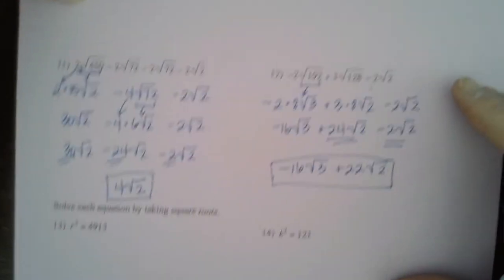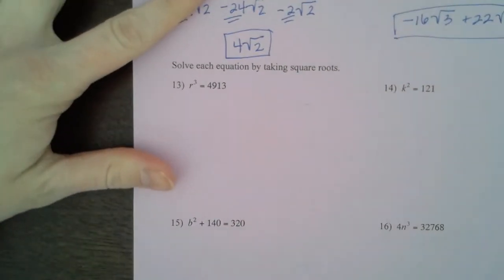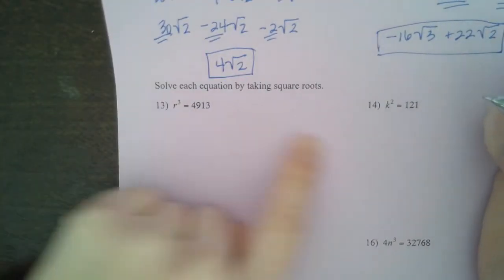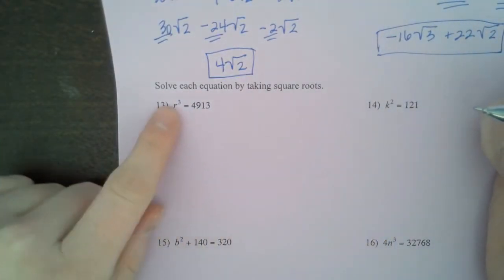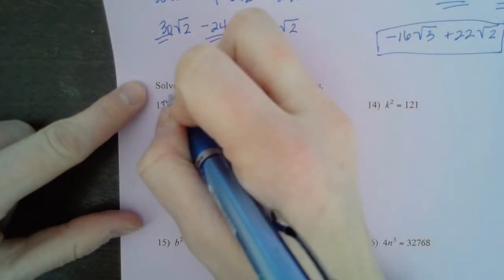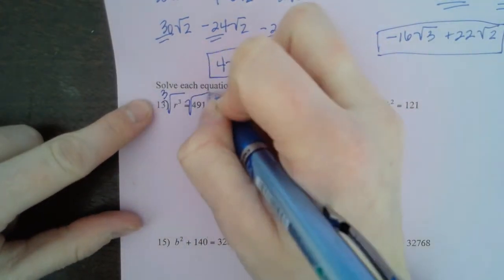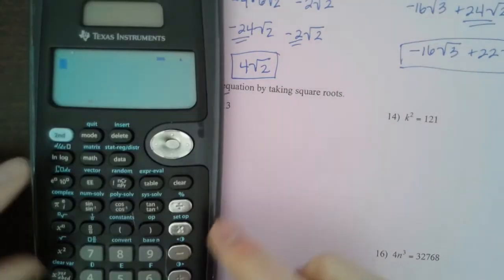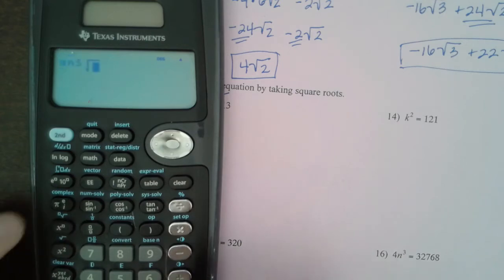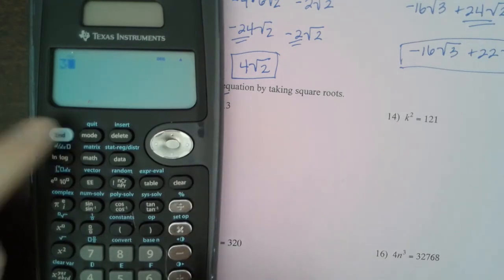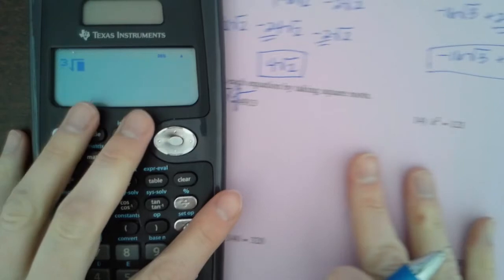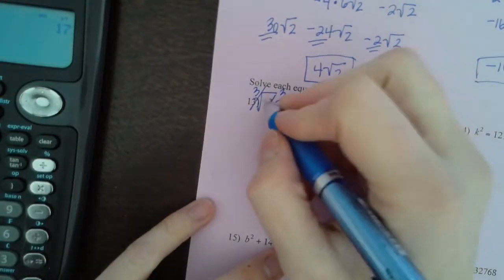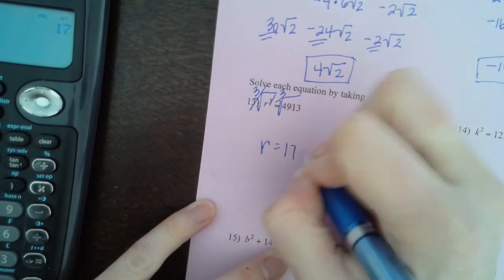Okay, the last step is to solve these equations by taking the root. So remember our opposites. The opposite of cubing something is cube rooting, and the opposite of squaring something is square rooting. So in order to get this variable by itself, we are going to do the opposite of cubing. So we cube root. What we do to one side, we do to the other. So then in our calculators, we're going to take the second x squared, 3, second x with a box, the cube root of 4913, and we get 17. So that means r equals 17.